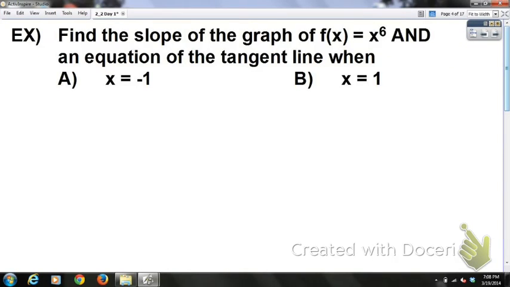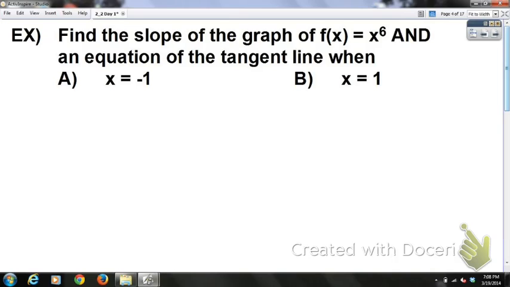Our next examples ask us to find the slope of the graph of our function f of x equals x to the sixth, and an equation of the tangent line when x equals -1, and also when x equals +1. You'll notice that we only have an x value instead of an ordered pair like we did previously when we were trying to find an equation.